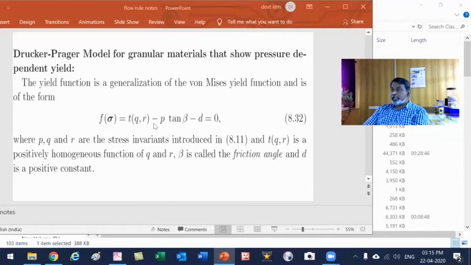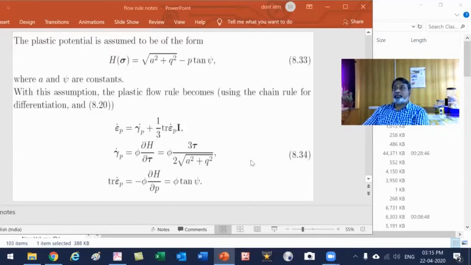Earlier we took this as J2. For this, since it's a friction type of material, we introduce a plastic potential. Don't ask me why this kind of plastic potential. Assume that this is the plastic potential that I have assumed. With this assumption, it is possible for me to find out the plastic flow rule, which is nothing but the derivative of H with respect to sigma times phi, right?